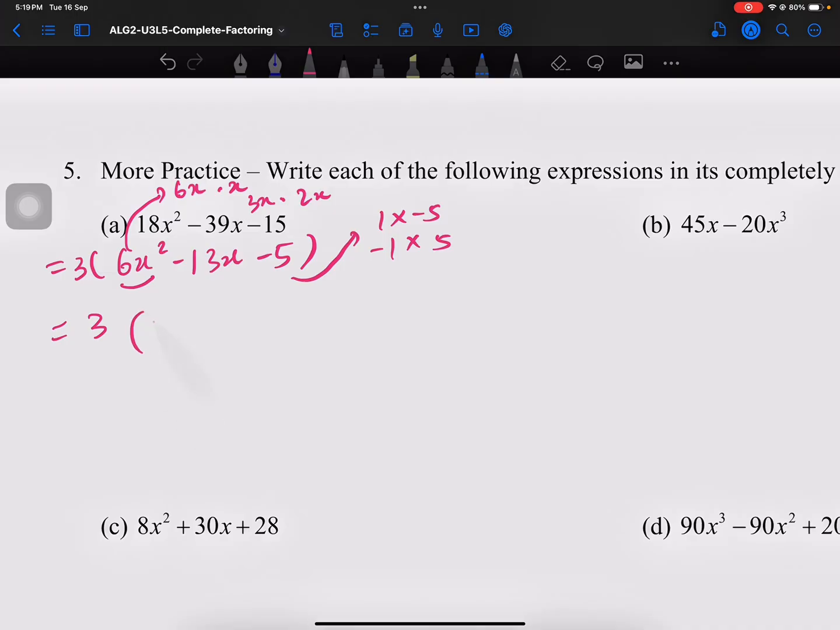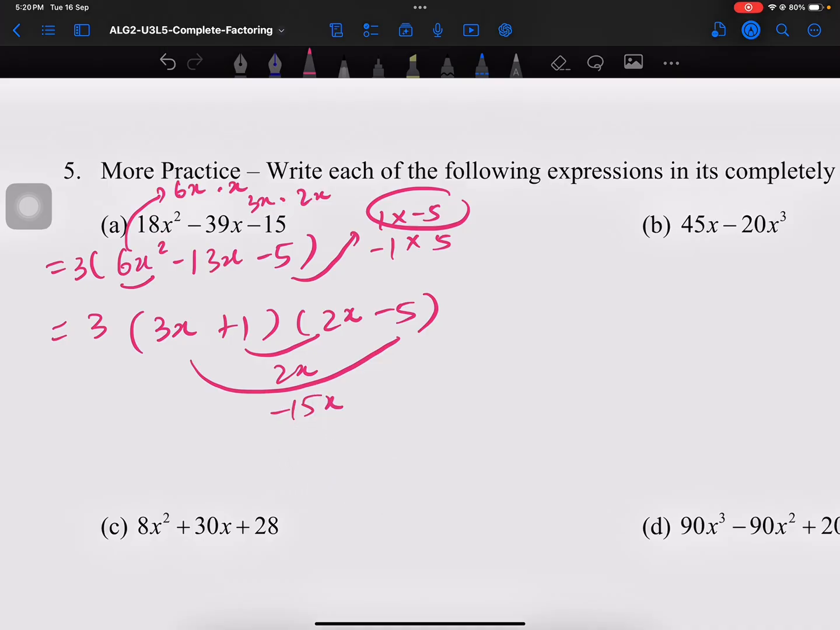So if we put 3x and then 2x, and I choose plus 1 and minus 5, the first one. When we multiply this and this, it becomes 2x, this one and this one become minus 15x, and when we add, it becomes negative 13x. So our factor is correct. This is the final answer.